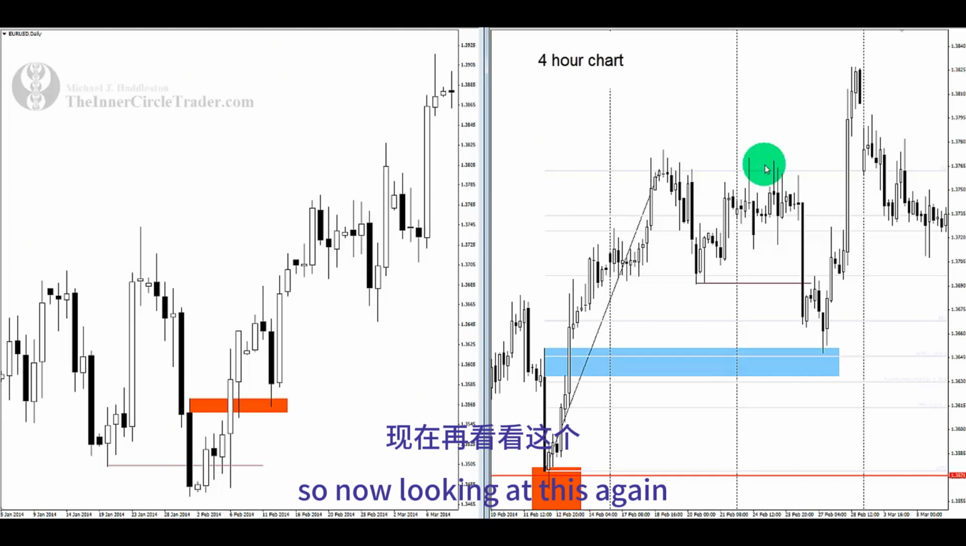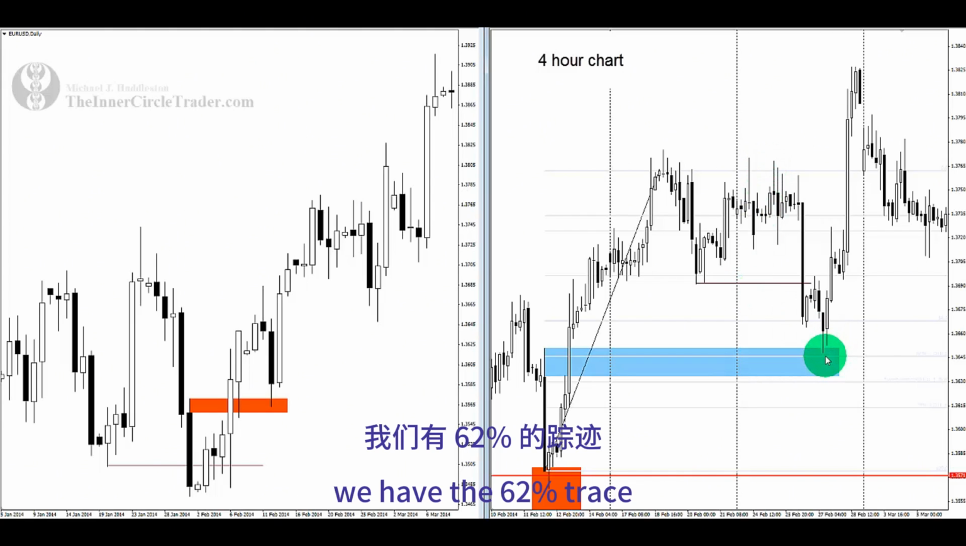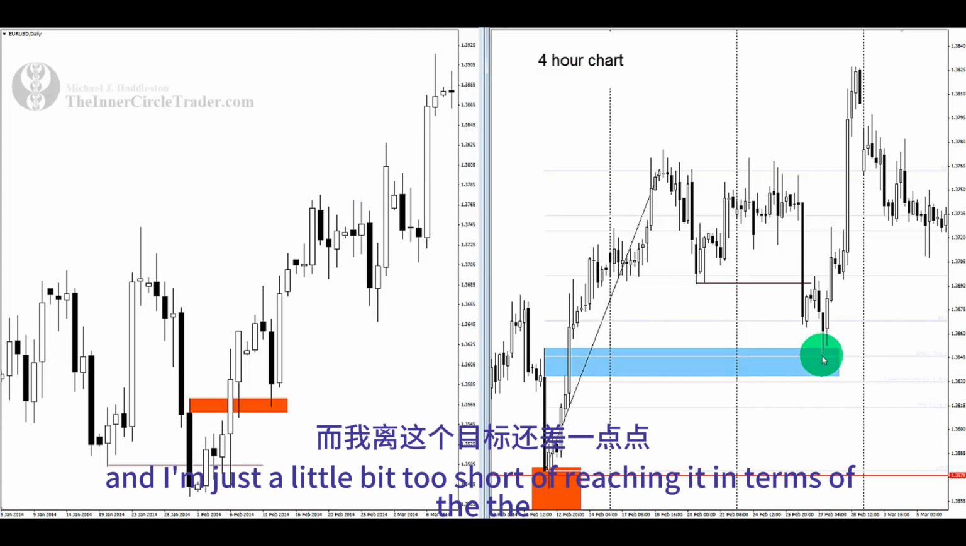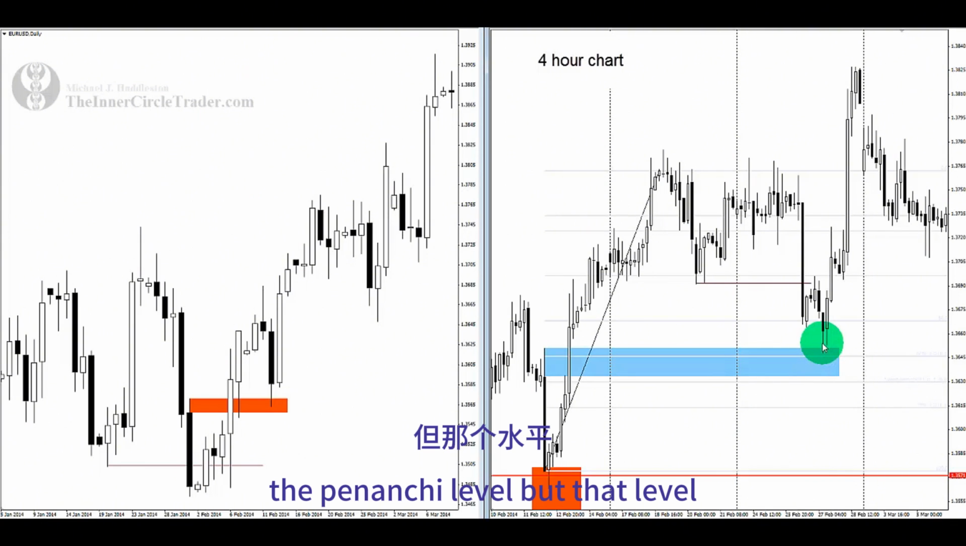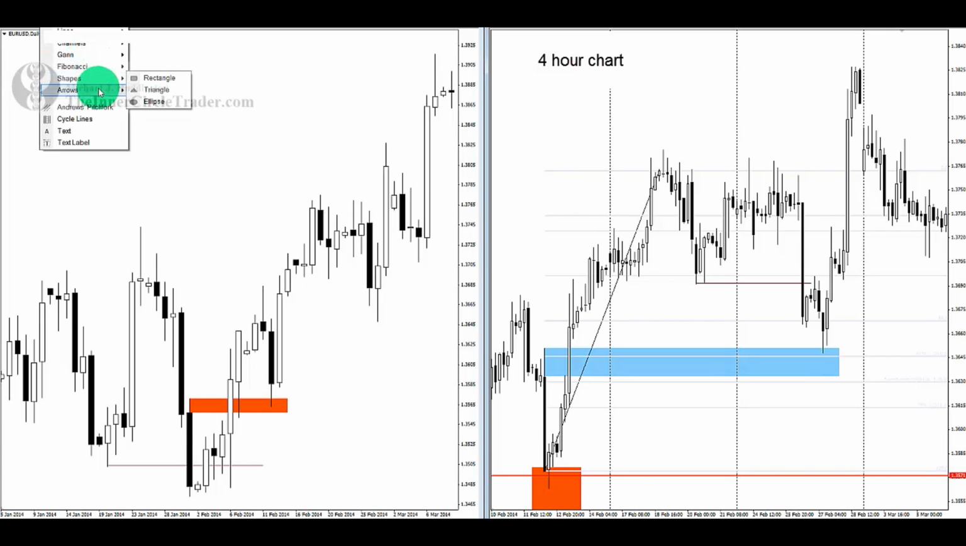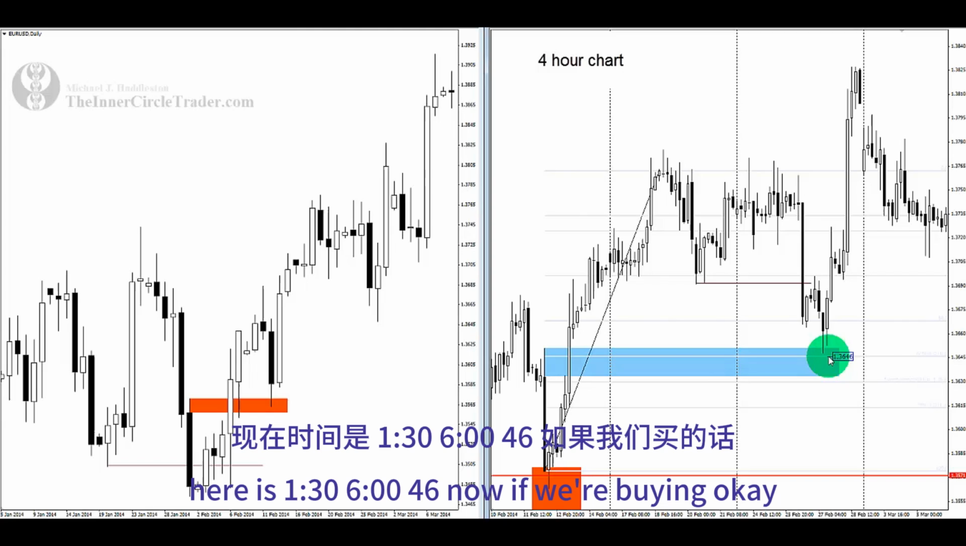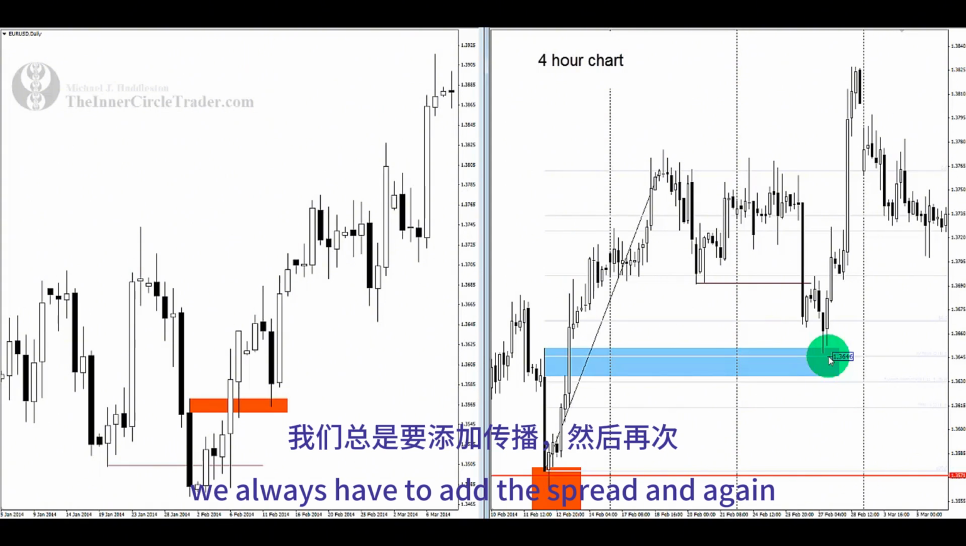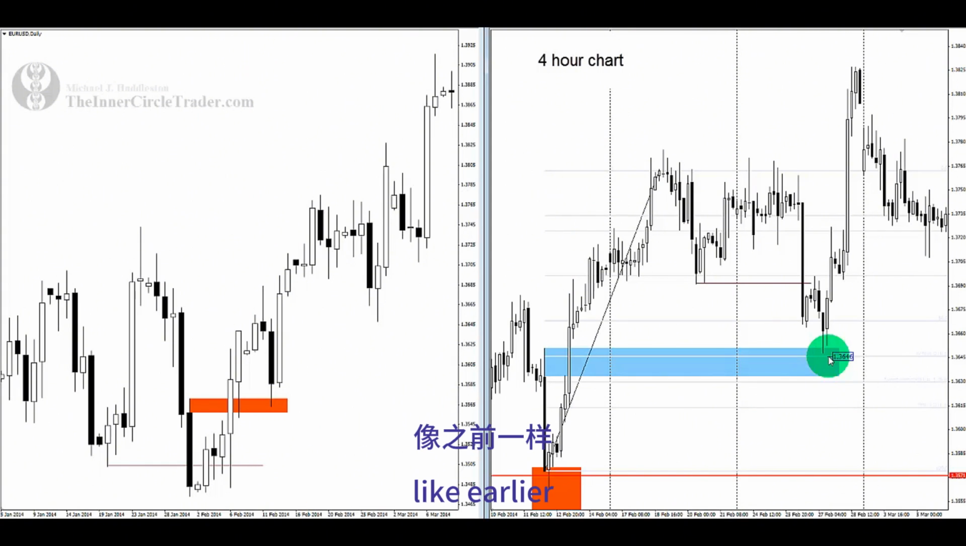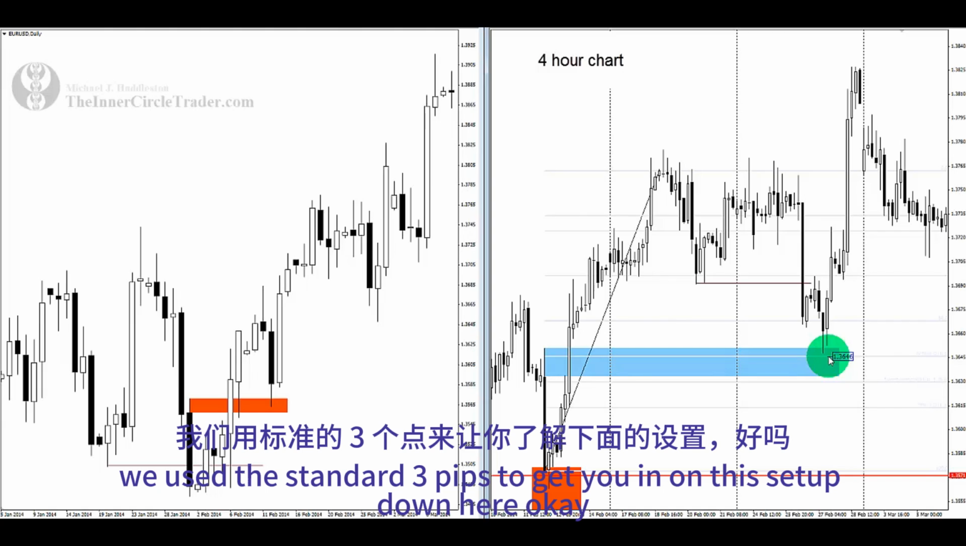So now looking at this, again, we have the 62% retracement level, just a little bit too short of reaching it in terms of the Fibonacci level. But that level right here is 136.46. Now, if we're buying, we always have to add the spread. And again, like earlier, we used the standard 3 pips to get you in on this setup down here.